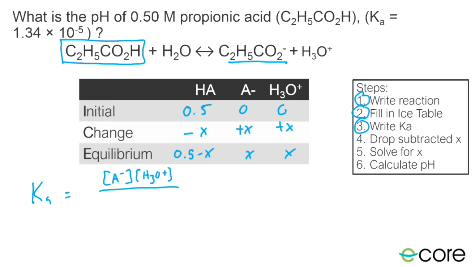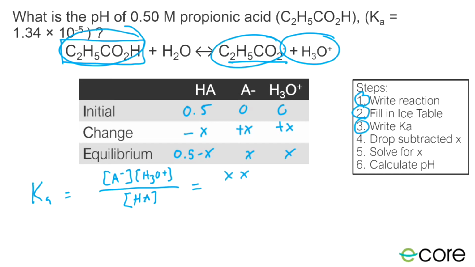And we're going to divide that by HA. So in other words, that's this guy and this guy up top, A minus and H3O plus, and this molecule on the bottom. Then we can plug in our equilibrium expression. So we have X times X up top, which we get from right here and right here, divided by 0.5 minus X. That's all equal to our Ka, which is 1.34 times 10 to the minus fifth.